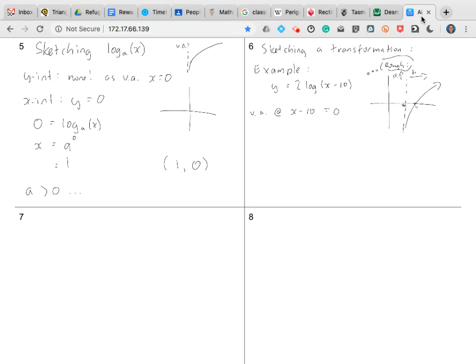So you see what I did? The input to the log function is going to be x minus 10. So that's where the vertical asymptote is going to be. So the vertical asymptote is the value that the graph reaches towards but never hits. Because log of 0 is not defined, that ends up being where the vertical asymptote is going to be.